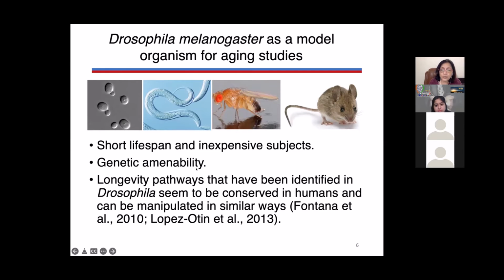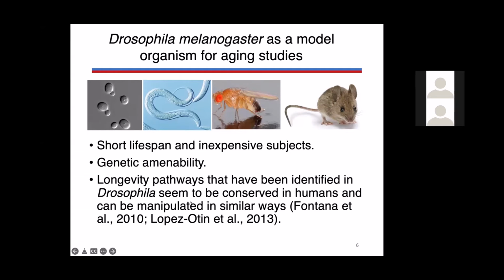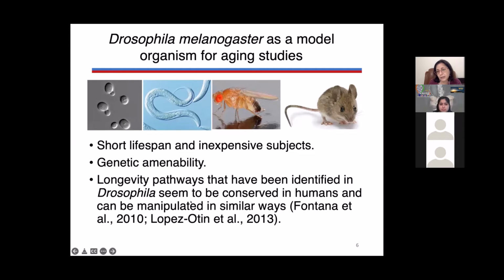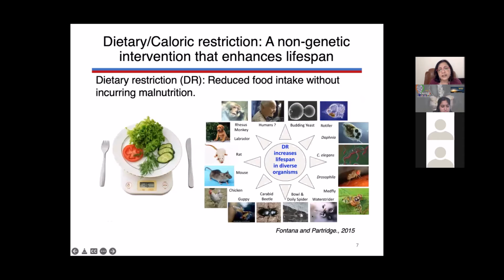There are several tools available in the Drosophila model system. We can easily change the expression of genes. We can modulate the dose of genes to look at genetic interventions. And longevity pathways that have been identified in Drosophila are conserved in humans and can be manipulated in similar ways. Research in these different organisms has identified one intervention that can reproducibly enhance lifespan in diverse species.